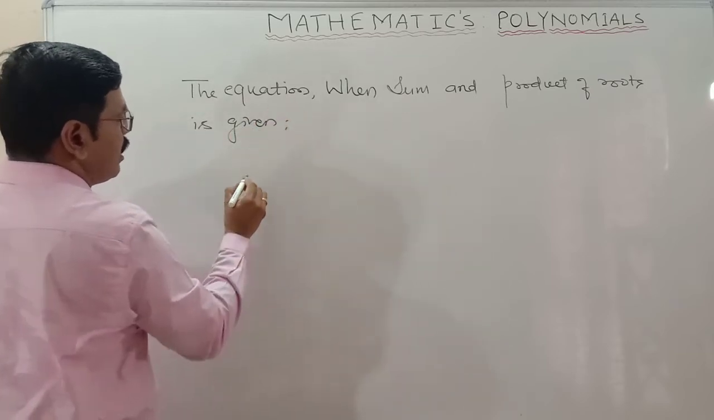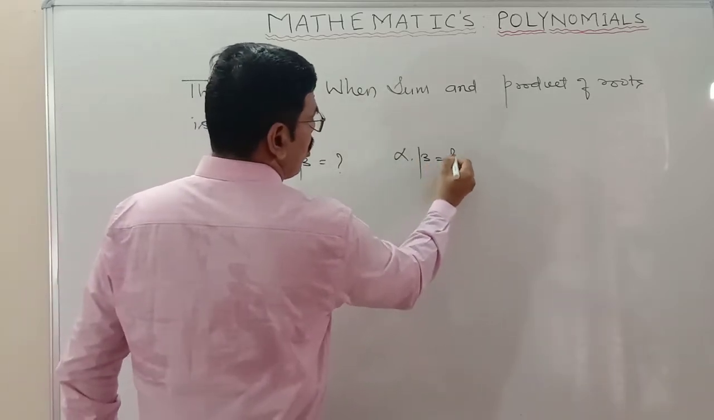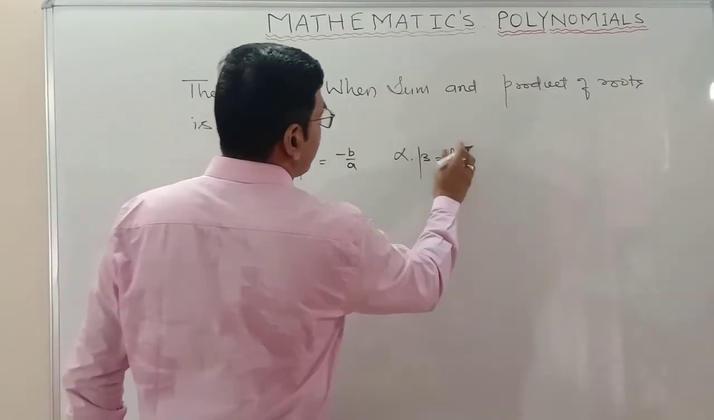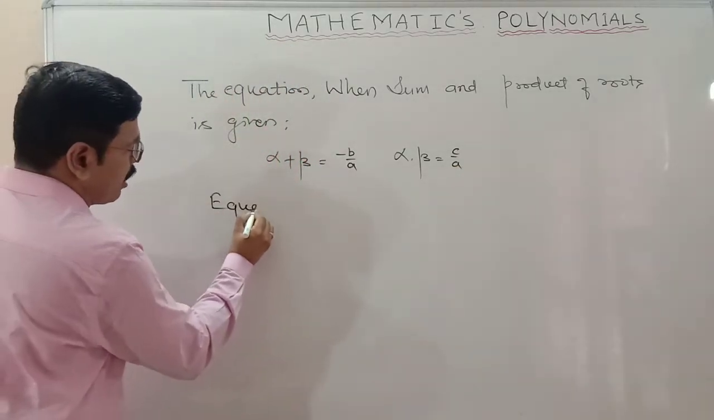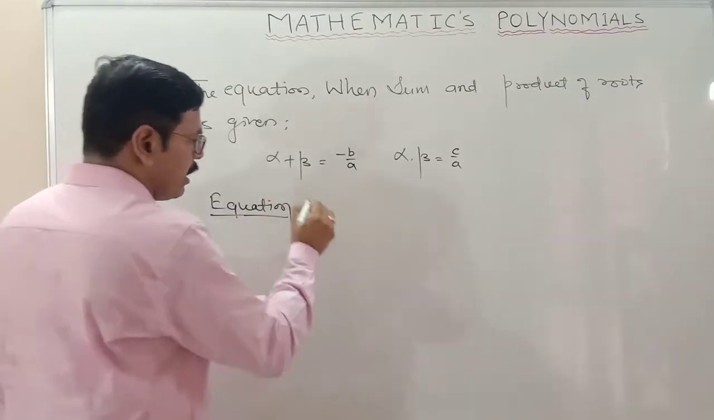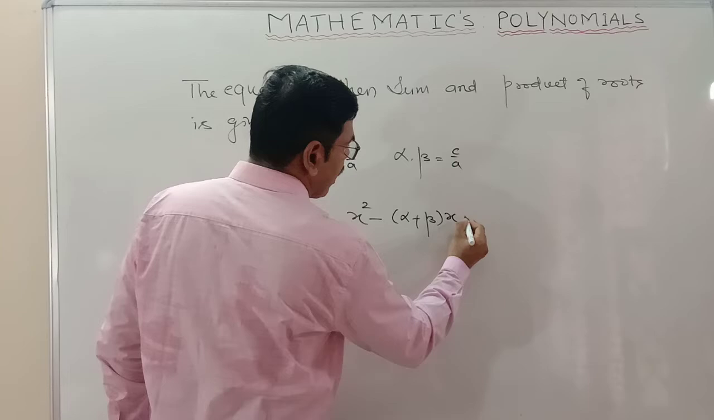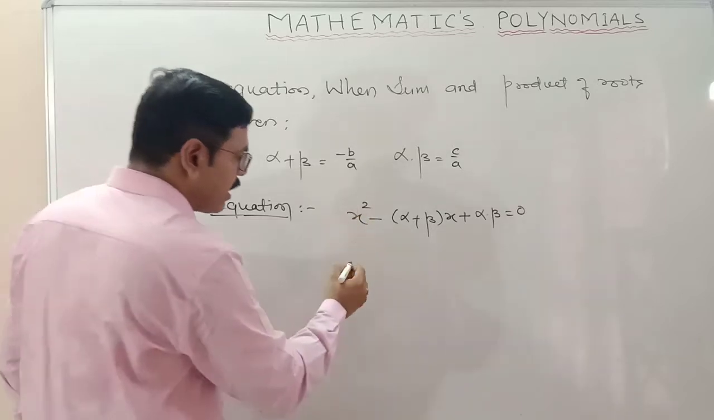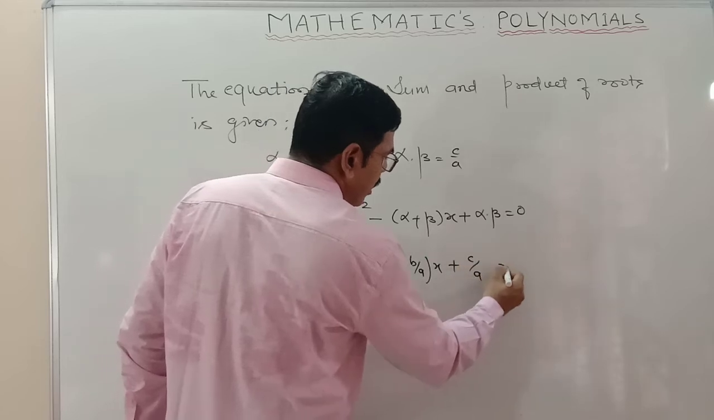See, if alpha plus beta is given and alpha into beta is also given, and as you know this is minus b upon a and this is c upon a, what will be the equation? You can write the quadratic equation, and if you determine the equation, then definitely you can write the polynomial. It will be x square minus (alpha plus beta) x plus alpha into beta is equal to 0. This will be the equation. You can check it: x square minus b upon a x plus c upon a is equal to 0.